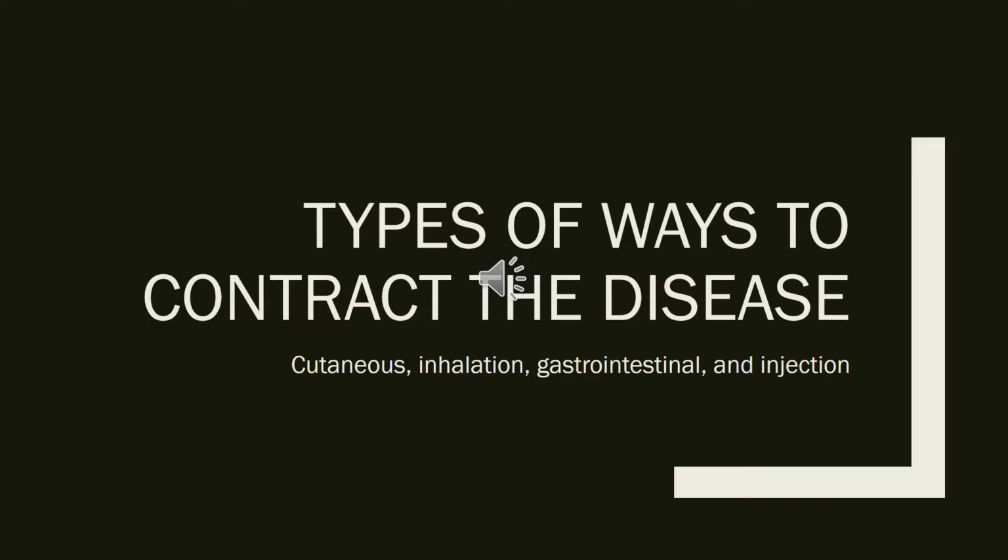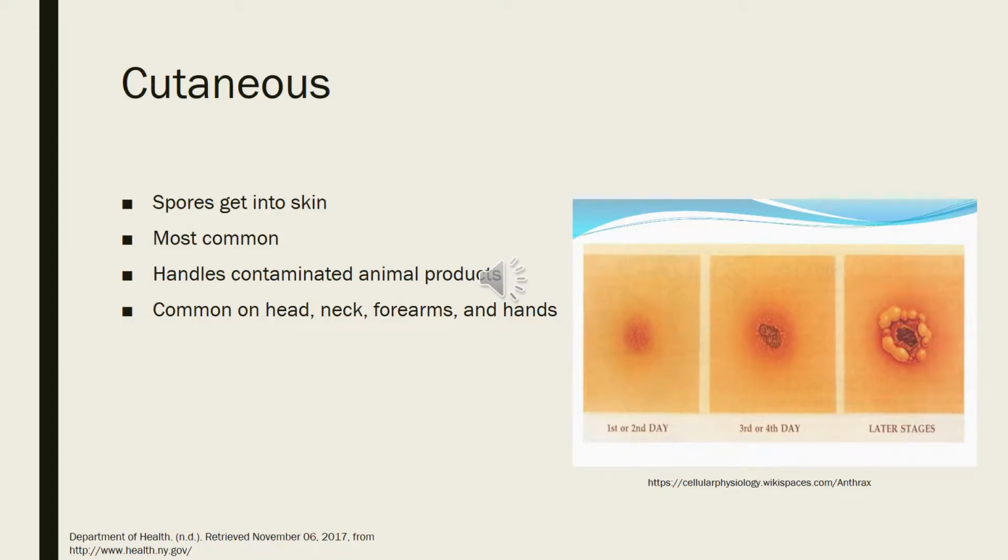Okay, so now we're going to discuss the types of ways to contract the disease anthrax. It's going to be split up into 4 different categories. We'll start with cutaneous, and then we'll move on to inhalation, and then gastrointestinal, and then the very last one will be injection.